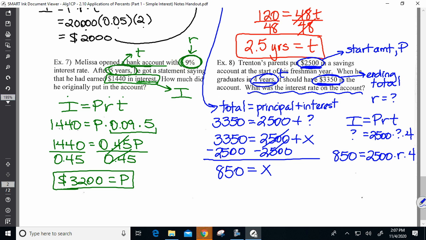Let's keep going. What can I do with 2,500 and that 4? Multiply. That's 10,000. Now what do you do? Divide by the 10,000. So R is equal to 0.085.